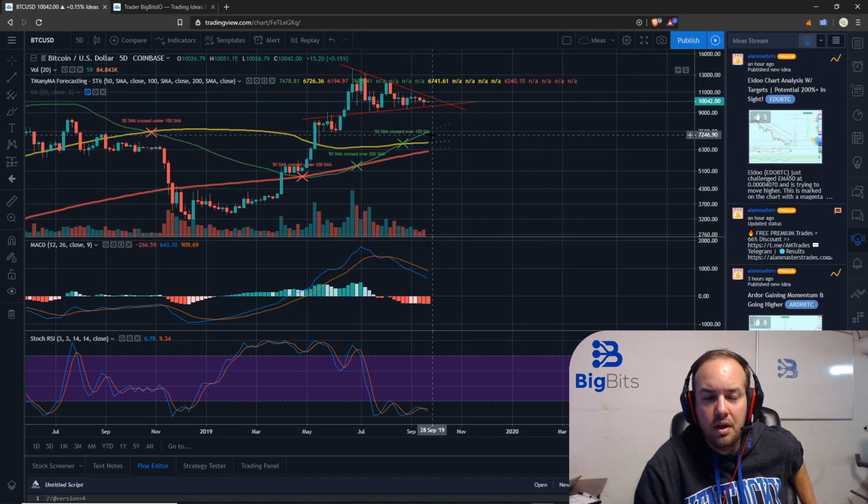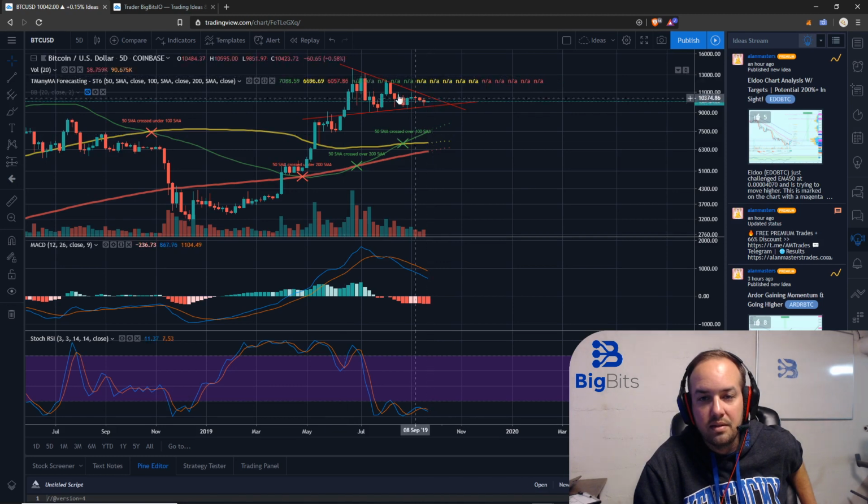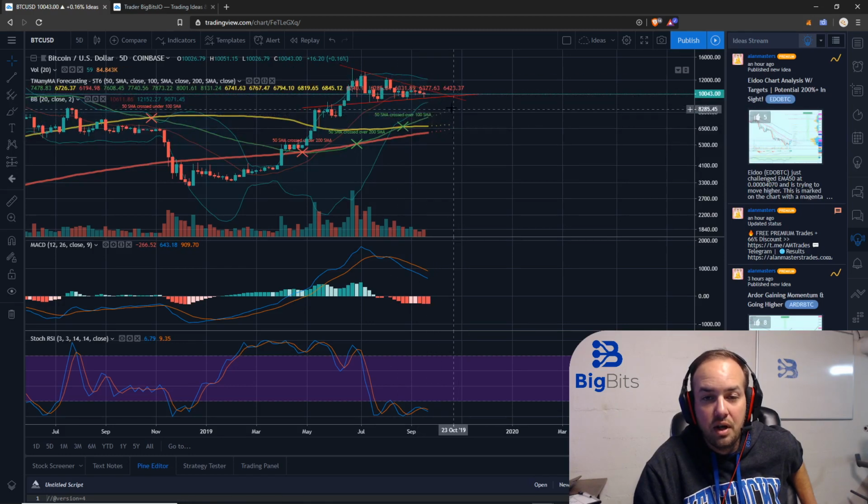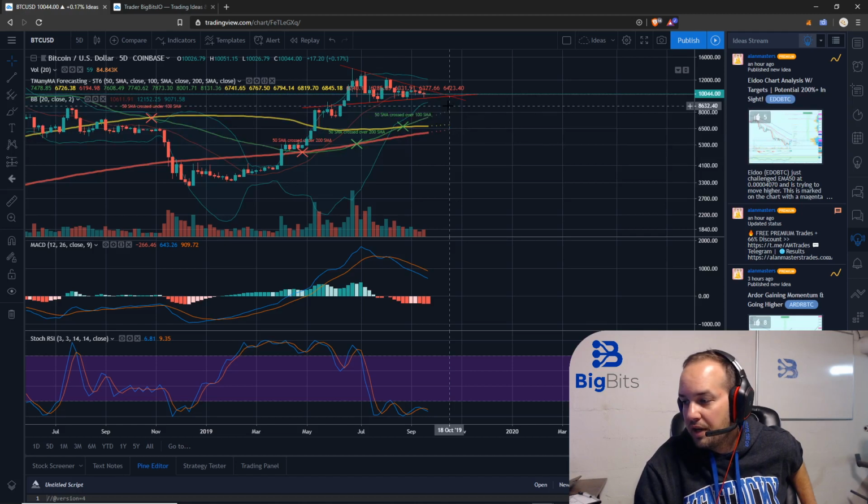Okay, so the general idea is that price is consolidating right here, and I did have the Bollinger Bands on just to show you on the weekly. They're starting to tighten up pretty good. The Bakkt launch is tomorrow. If you don't know what Bakkt is, it's physically settled Bitcoin trading, mostly for institutional people.